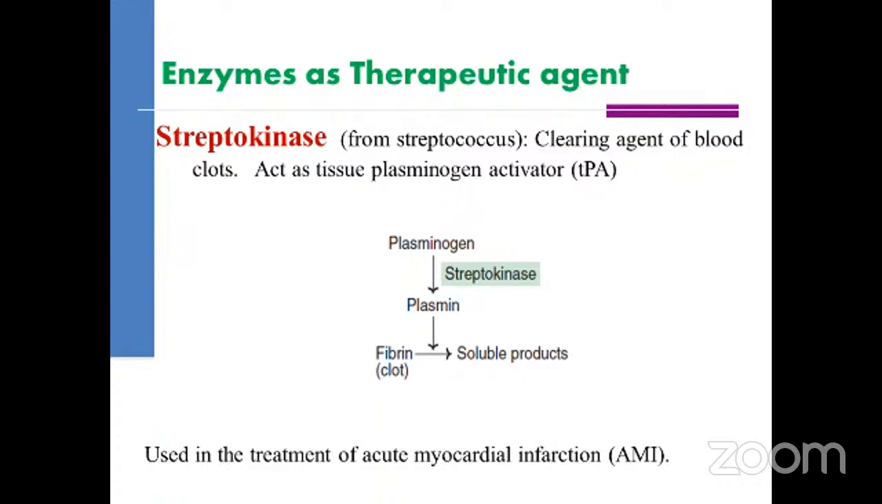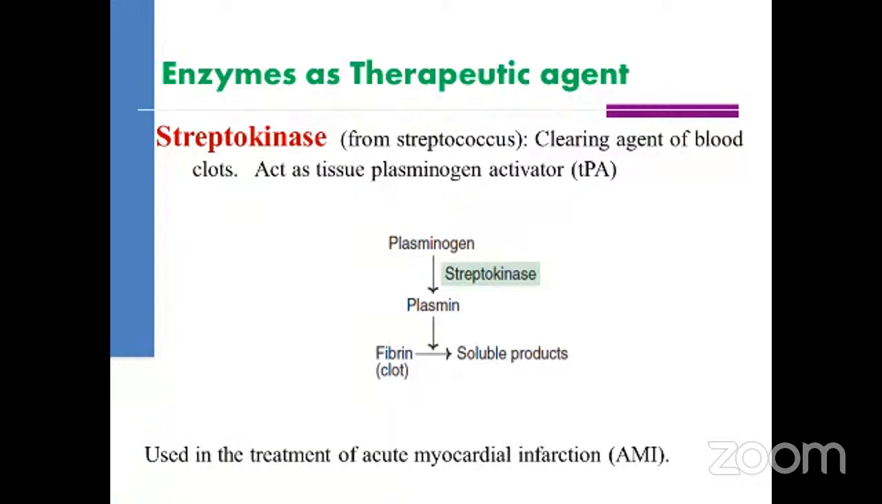This fibrin forms the clot. But this clot can obstruct the blood supply, so we have to clear it. In the body, there is an adequate mechanism to clear the blood clot. But in some patients, we have to supplement. We have to give some drugs which clear the blood clot.